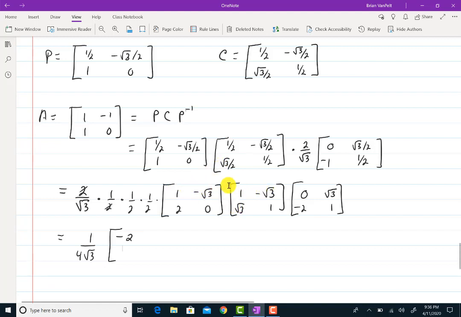Now in the next row, I'll get this row with this column. I'll get negative radical 3 minus radical 3, so I get negative 2 radical 3. Now this row and this column gives me a 2, and then this row and this column gives me negative 2 radical 3. And then I still have to attach 0, negative 2, radical 3, 1.